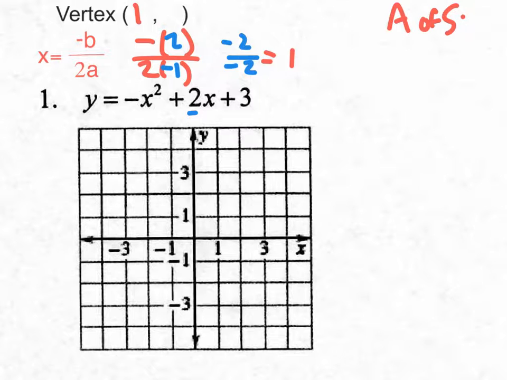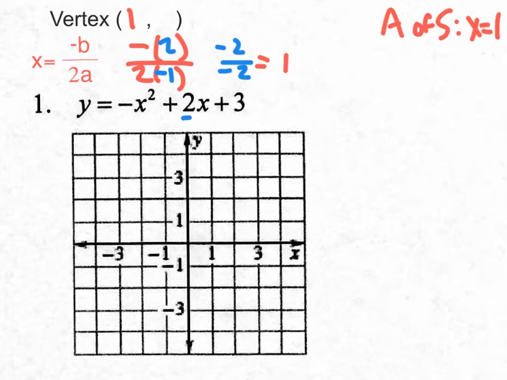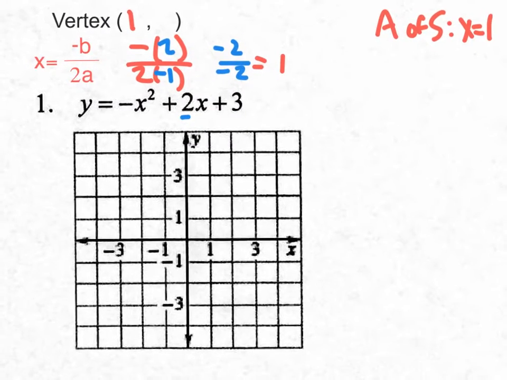I'll put A of S. It's going to be x equals what? 1. It's simply the x value of your vertex. We just found the x value of your vertex. So the axis of symmetry, the actual answer is x equals 1. That's the equation. x equals 1.